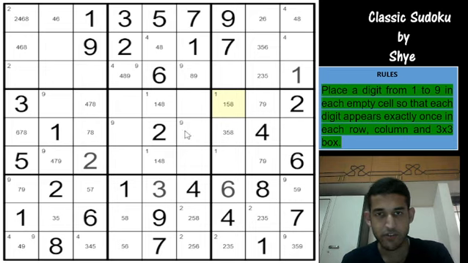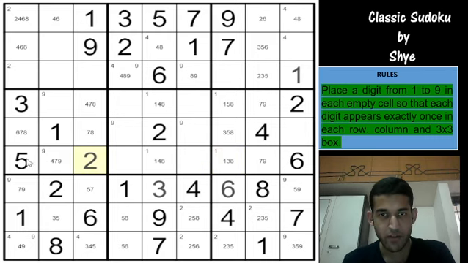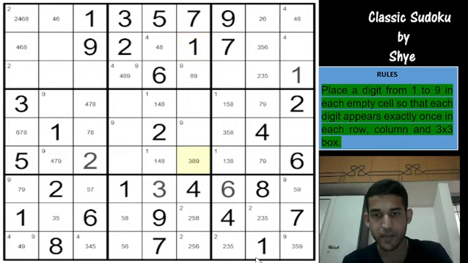This must be 1, 5, 8 because 3 is not possible. And 5 is not possible here. So that's a 1, 3, 8. Okay. Look at this cell. Can't be 2, 5, 6. Cannot be 1, 4, 7. So this must be 3, 8 and 9.